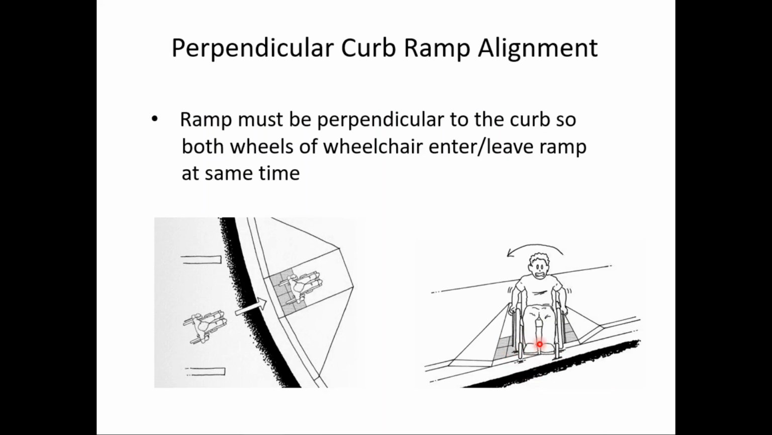And actually, if we look closely, we would see that this wheel here that I'm circling is off the ground. And remember, with a manual wheelchair, all four wheels should always be on the ground. We don't want a chair off the ground as it affects the stability of the wheelchair.